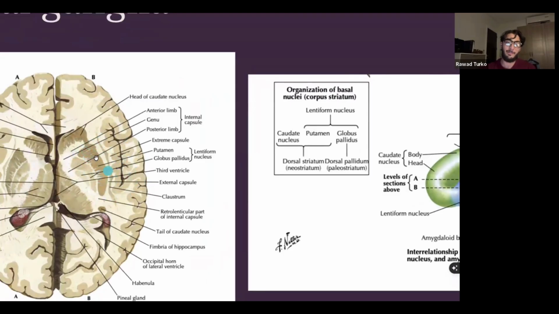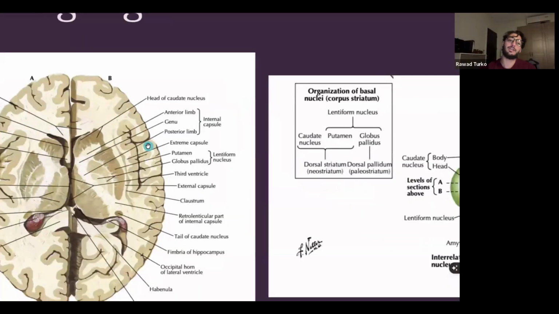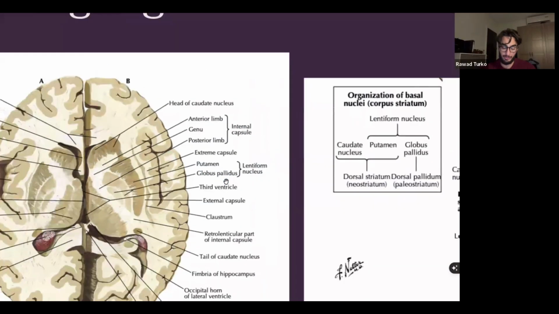Now, these structures here, this would be the putamen, and these two together would be the globus pallidus. This is the globus pallidus externa. This is the globus pallidus interna, sorry. Okay, now the caudate nucleus and the putamen together are known as the striatum, whereas the putamen and the globus pallidus are known as the lentiform nucleus.